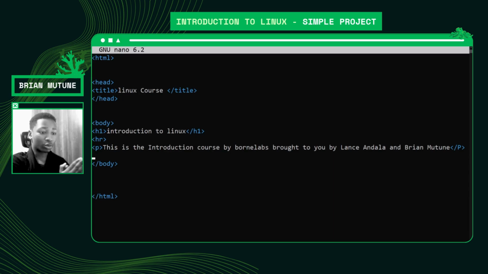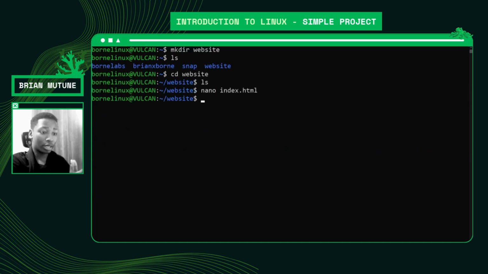So there are other tags. We can add images, we can add videos, but for now we can run and see what this simple website looks like. Okay, so we can close that. To save and exit, you press Control O, enter, Control X. Now that we have our index.html file, we can now host it or serve it on a port.